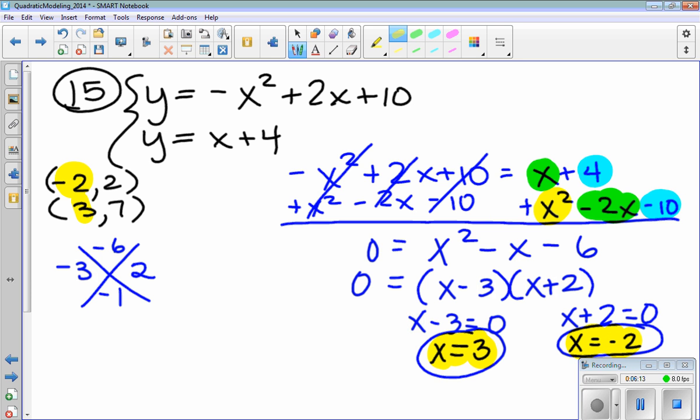Now, that's not the full answer. This x equals is not the full answer. The full answer are the 2 points. So we started with the full answer. We need the actual answer, which are the points of intersection.